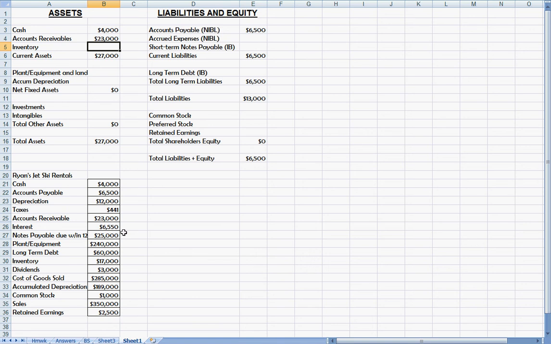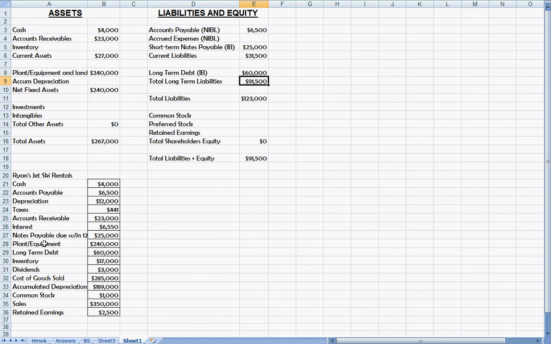Our notes payable within 12 months. That means that's going to be in our short-term or current liabilities, and we're going to find a spot for it right there. Next, we have our plant and equipment, which is $240,000. And we have our long-term debt. That's going to go on the liability side right here, and that is $60,000.